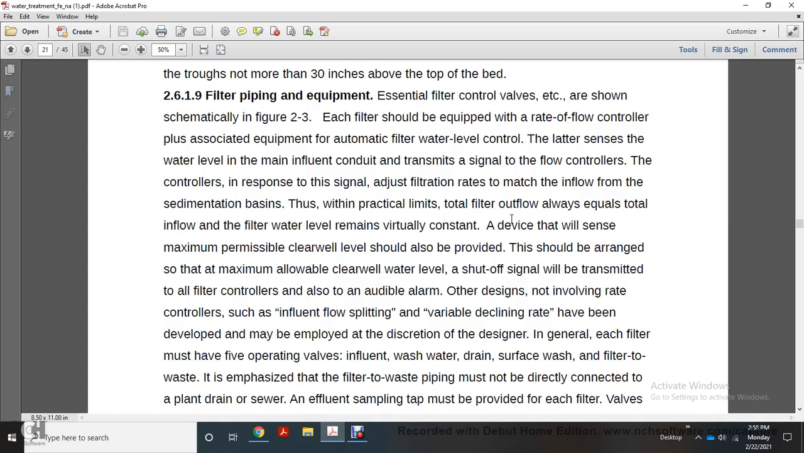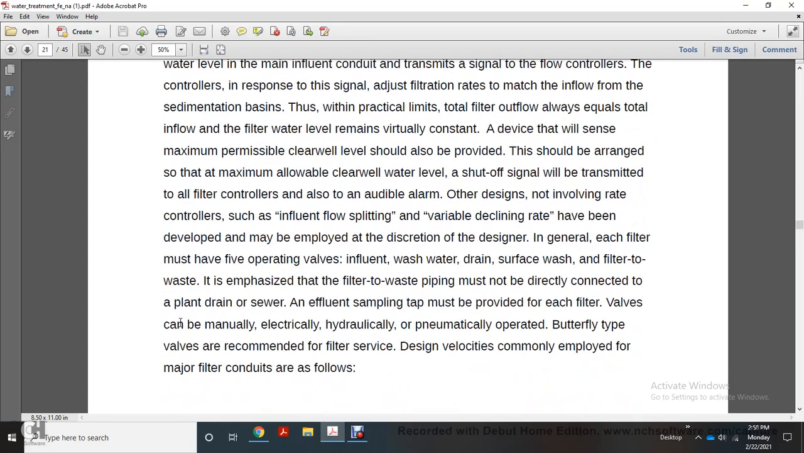Filter water levels remain virtually constant. A device that will sense the maximum permissible clear well water level should also be provided, and at the maximum allowable clear well water level the filter will shut off. The signal will be transmitted to other filter controllers. Also, an audible alarm should be provided. Other designs not involved with rate controllers, such as influent flow splitting and variable declining rate, have been developed and may be employed at the discretion of the designer.